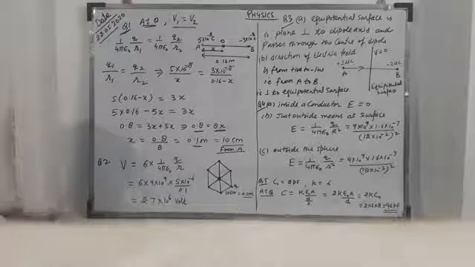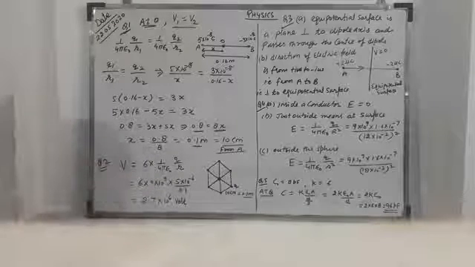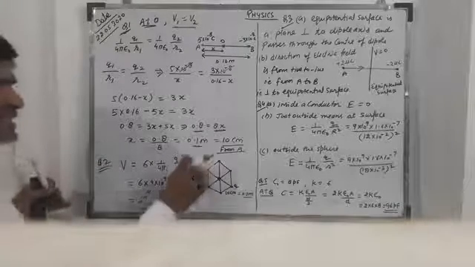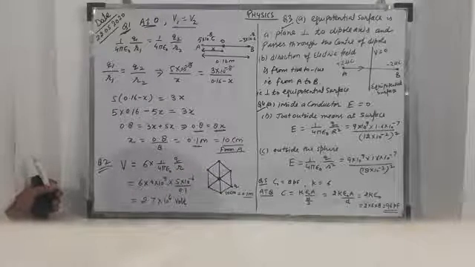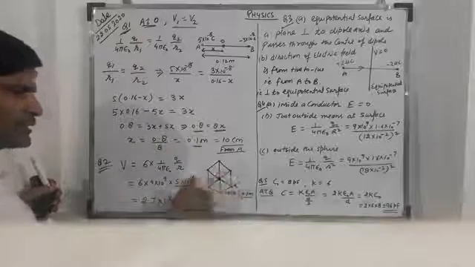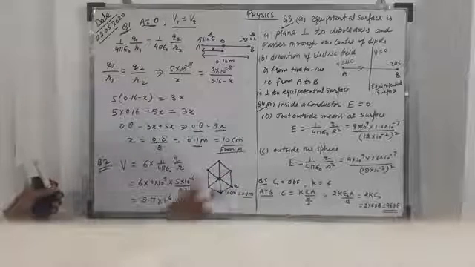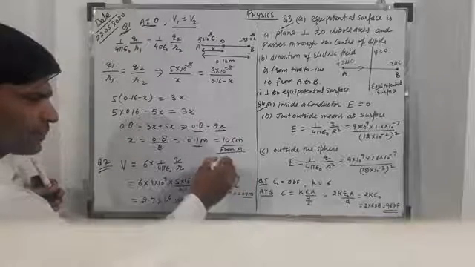Now in question number 2, the question says that there is a regular hexagon in which at each vertex the charge Q is placed.